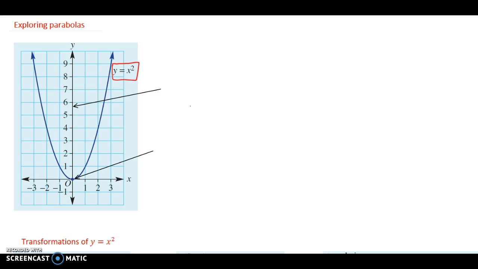The first key feature is the turning point, often called the vertex. The turning point for this parabola here takes the coordinates 0, 0. So when we talk about the turning point, we always need to label the coordinates of the turning point.